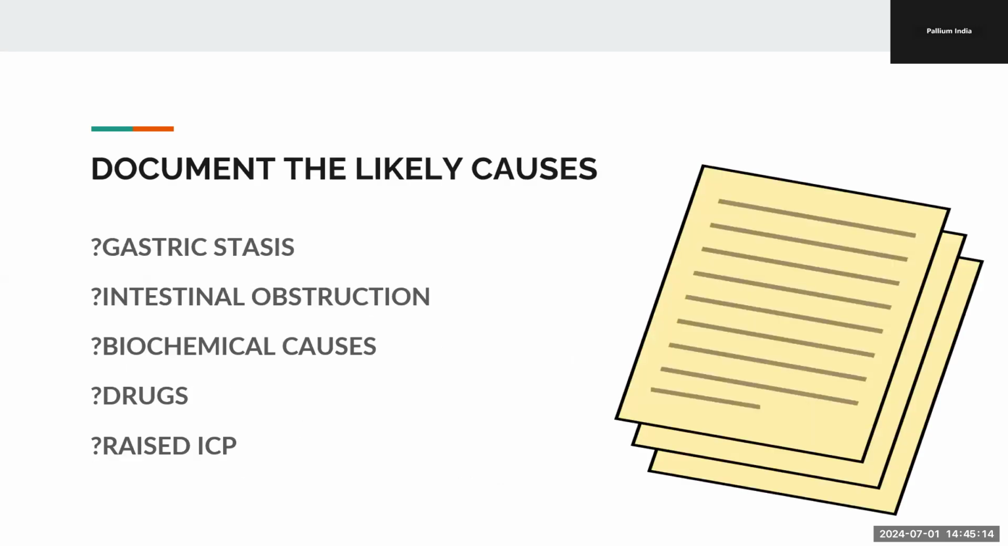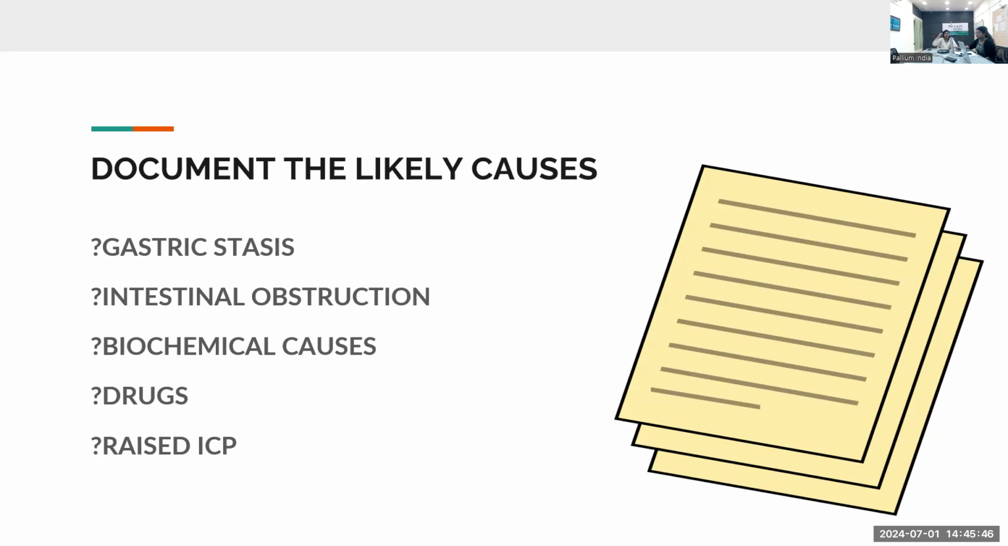So every time we have to document the likely causes. It is very difficult to tell that this is the cause for this vomiting. We cannot tell like that. So every time we should always have differentials, whether it is because of gastric stasis, intestinal obstruction, biochemical cause, or drug. And if you give a tablet and the medicine is not responding, then you should cut down the provisional diagnosis or the differential, and you should change.